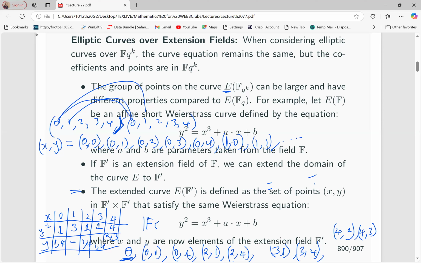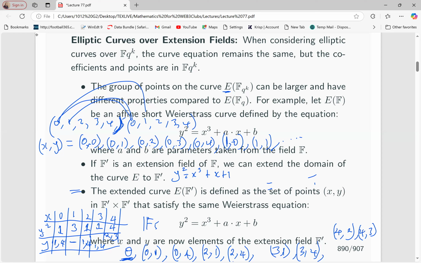1, 2, 3, 4, 5. So you see the first one, 1, 2, 3, 4, 5. 5 times 5 will be 25. 25 values to check. So you just check. You want to check which one satisfies the equation. The equation is y squared is x cubed plus x plus 1. So you want to check if they satisfy the equation.